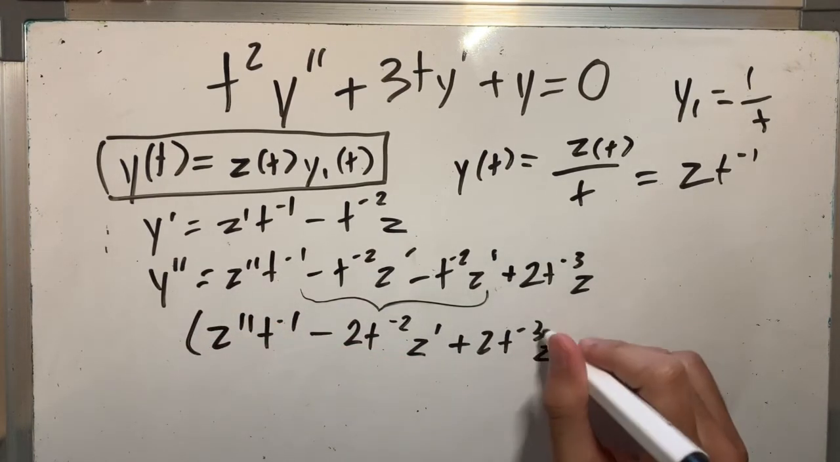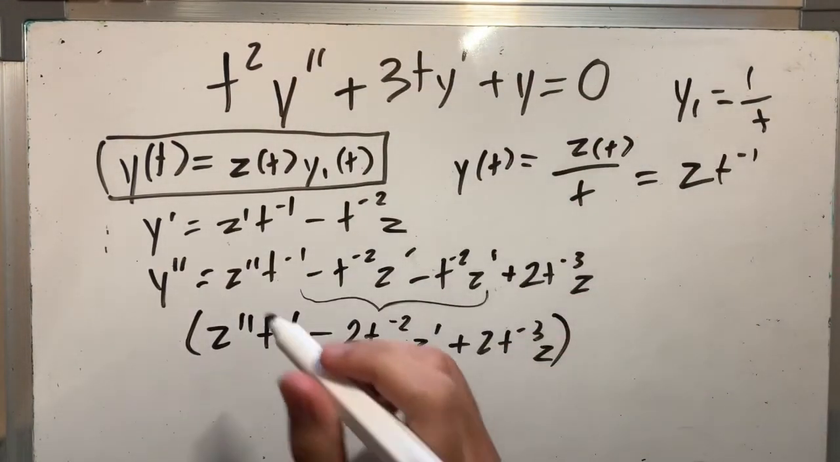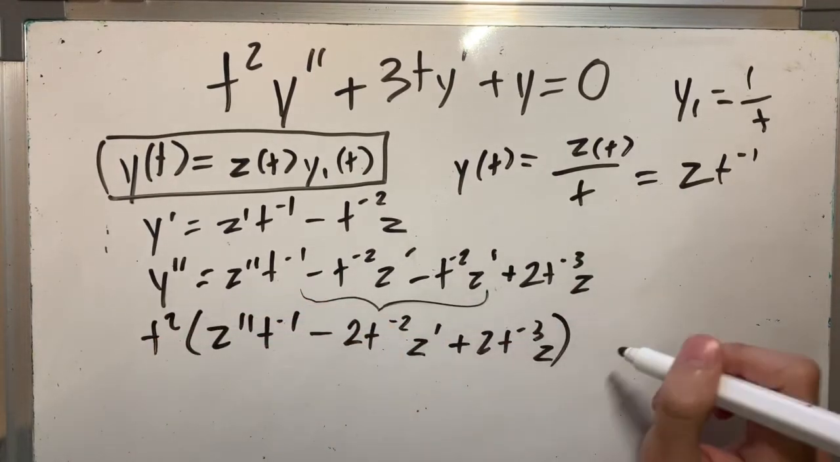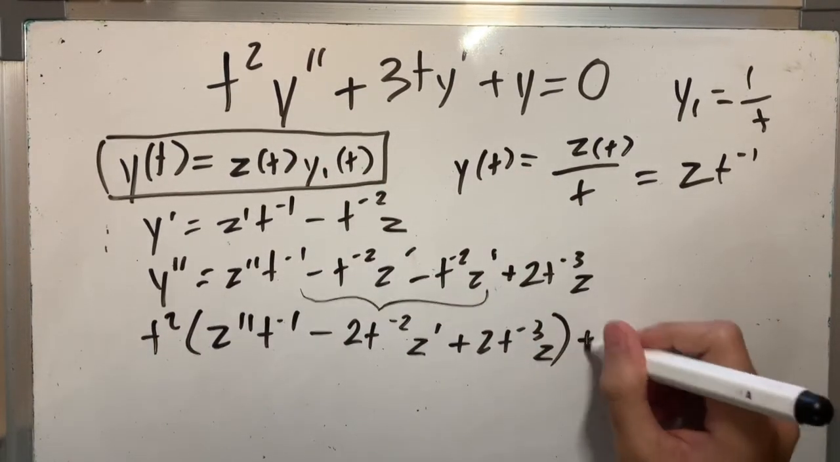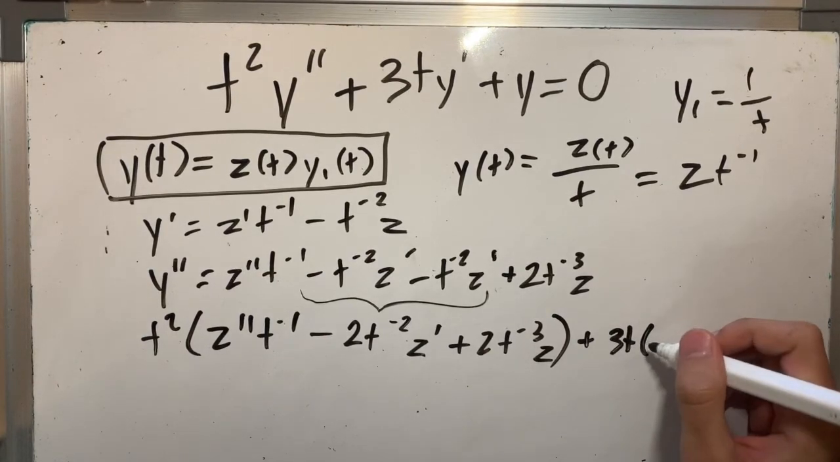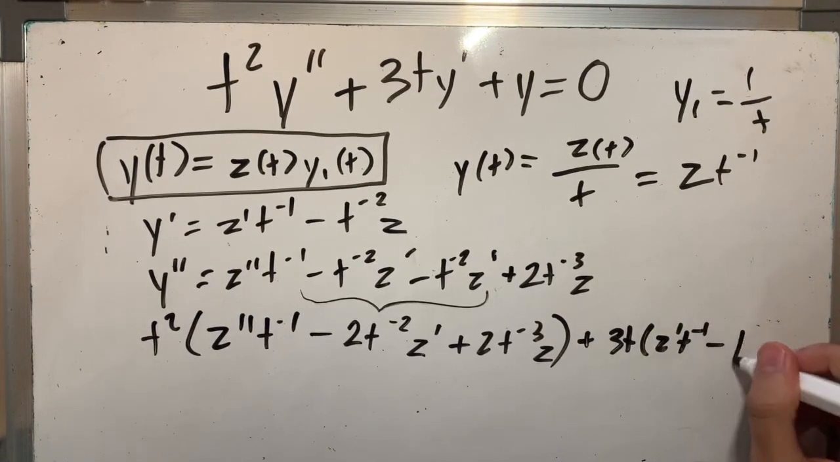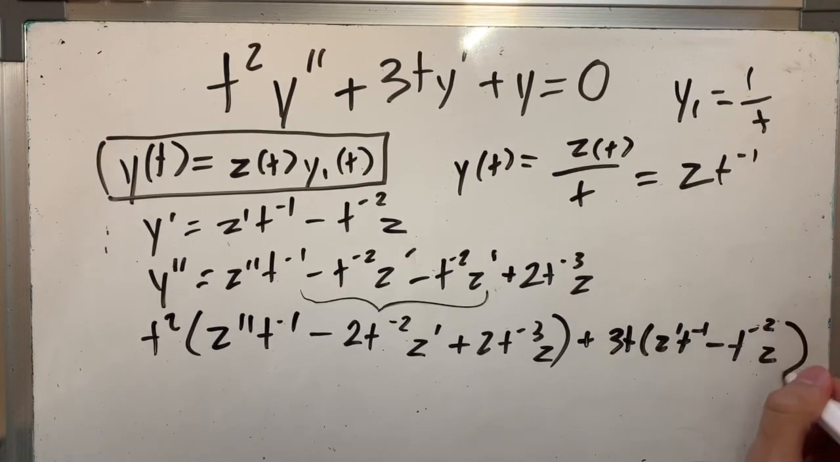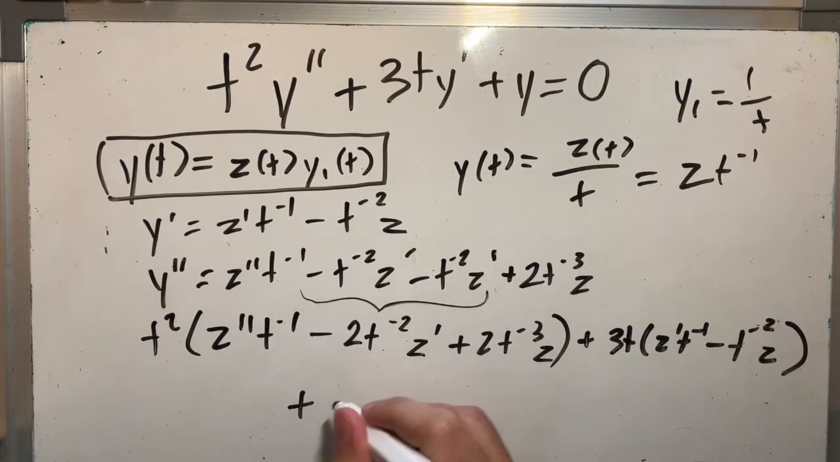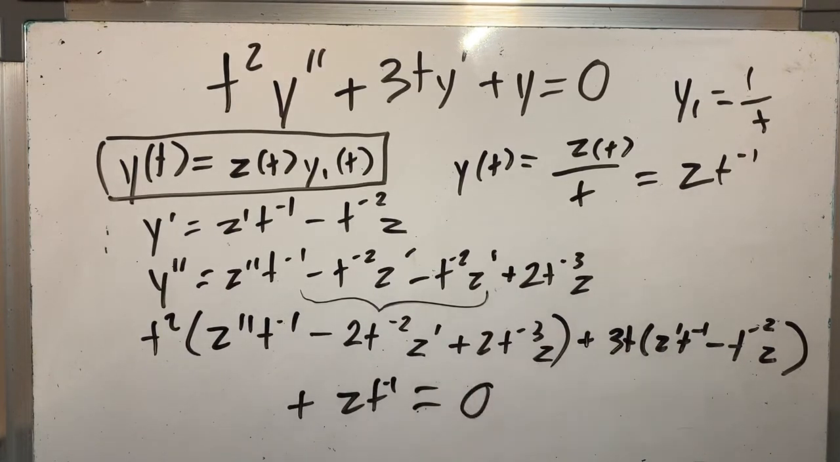So we can plug that into the actual equation, which is t squared times y double dash plus 3t times y dash, which is z dash t to the negative 1 minus t to the negative 2 z, plus y, which is plus z t to the negative 1. And this all equates to 0. This is homogeneous, but not all of them are homogeneous. It's just that this question somehow ended up being homogeneous.